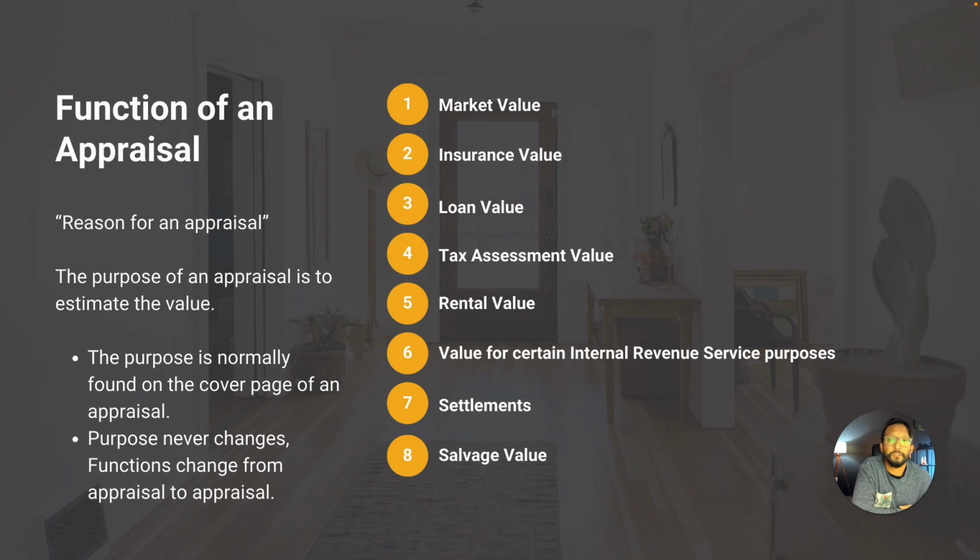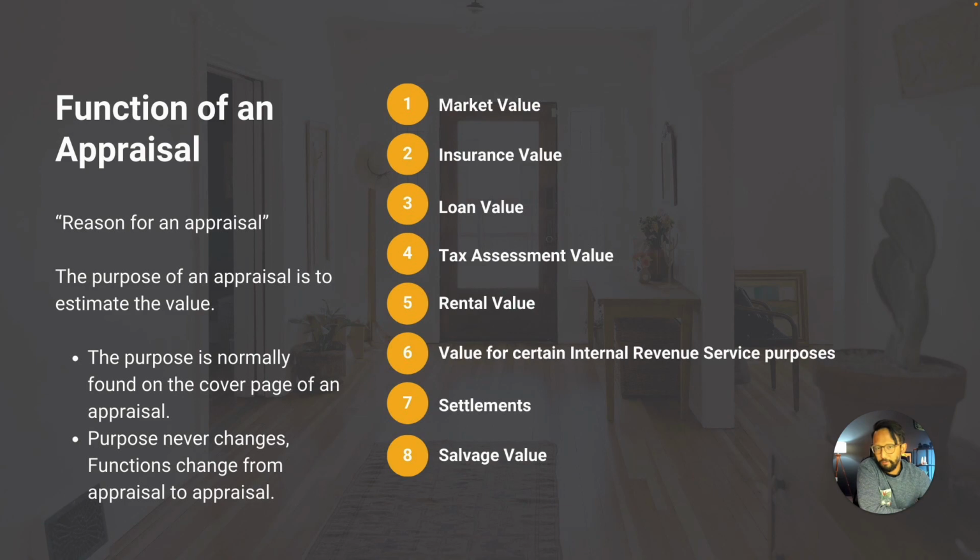Another one would be insurance. Maybe insurance is valuing your assets, and they just need to know what's the estimated worth of your asset, your property. Loan value: maybe the lender's doing a loan. Tax assessment: maybe the county's doing an assessment. Rental value: you can do comps for rental value. IRS is poking around in your business as well too. Maybe the IRS needs to know. Maybe for settlements, insurance reasons, and then of course salvage value. Salvage would fall into the insurance side. So these are just different reasons why an appraisal would be needed.